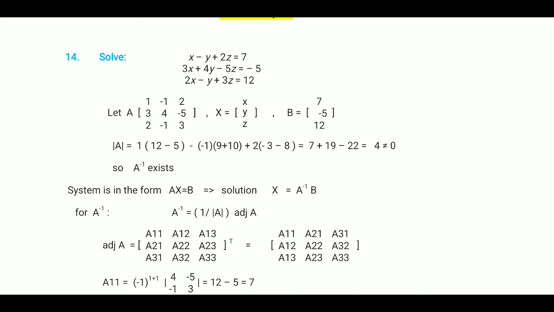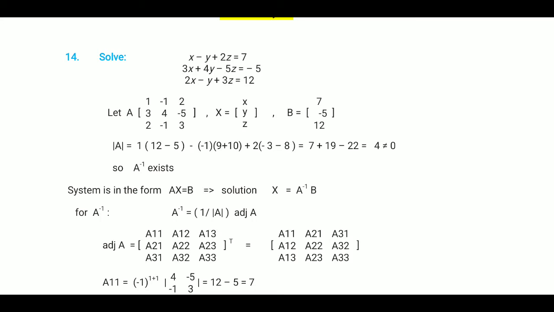So we get the coefficient matrix A, and similarly we find the unknown matrix. Here we are having 3 unknowns x, y and z. Write these all in a column, and there are 3 equations. So we get the constant matrix by the results 7, -5, 12. This is also a column matrix. Now our first step will be to find the determinant value of A. The determinant value of A is obtained by the method, and we get the result 4, that is non-zero.